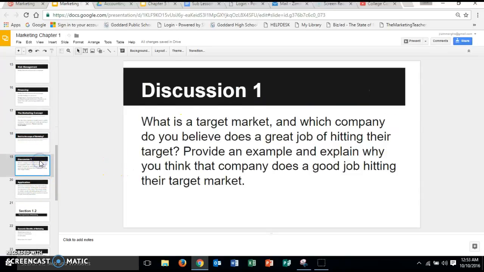Discussion 1: what is a target market and which company do you believe does a great job of hitting their target? Provide an example and explain why you think that company does a great job hitting their target market. This is one of those we'll discuss in class, but I'd like you to put your answer in here so we can discuss it. I'm looking for the best one, the one that targets their customers the best, in your opinion.